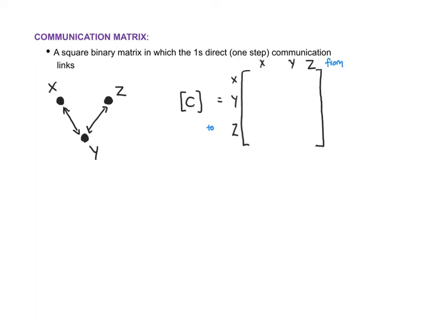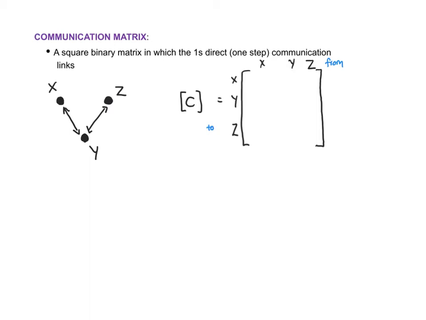Okay, in this lesson we're going to look at communication matrices. A communication matrix is a square binary matrix. If you remember, binary means it's a matrix that only has ones and zeros, and a square one has the same number of rows as columns. We're going to look at, firstly, what we call one-step communication.